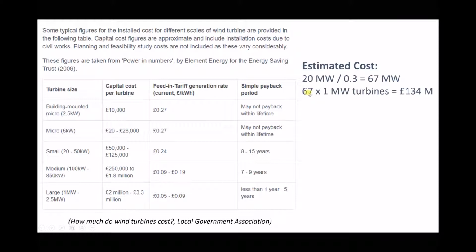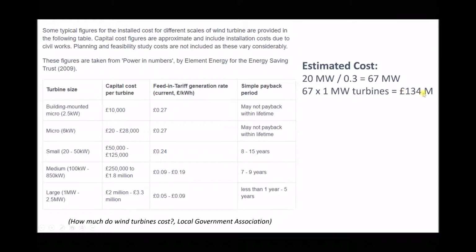One way would be to use 67 1 megawatt wind turbines. Well, from our table here, we know that large wind turbines range from 1 megawatt to 2.5 megawatts according to this data. Therefore, the smaller wind turbines are going to be £2 million. So for our approximation, we have 67 1 megawatt wind turbines at 2 million each.